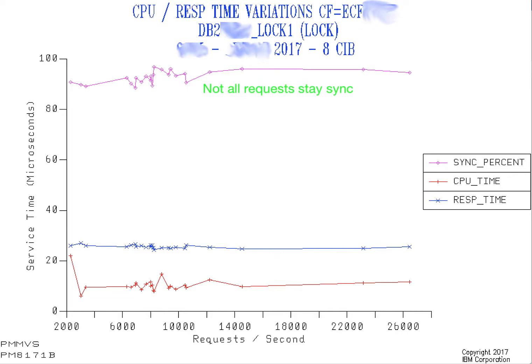So this is just a very quick look at how I look at a particular type of coupling facility structure, namely a LOCK1. Of course, I do go into much more detail when looking at the internals of it, but this is just a sneak view of one graph amongst the many that we have.